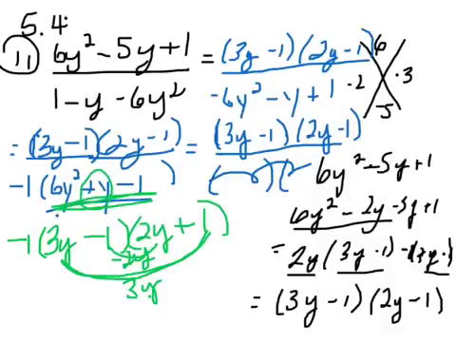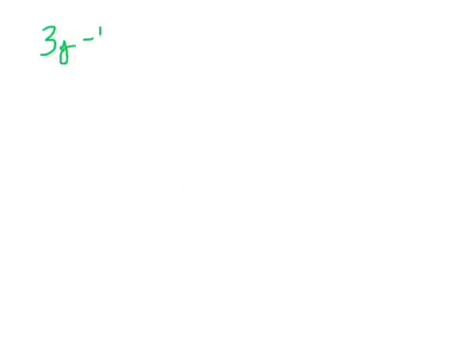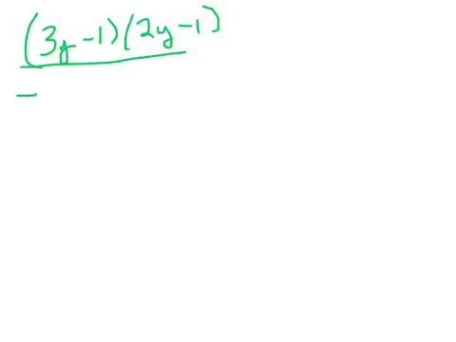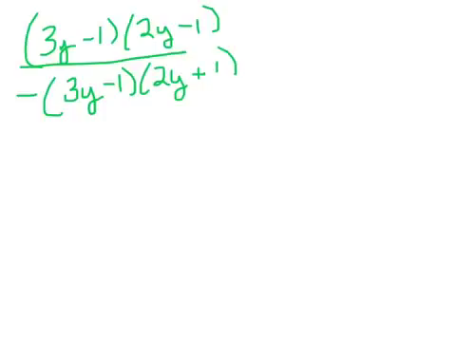So if I take this to another slide now, it's minus 1 times 2y minus 1. And I had a negative out front, and I had 3y minus 1 and 2y plus 1. All right, so now if I want to reduce this, these would cancel out, and what would be left here is 2y minus 1 over negative 2y plus 1.